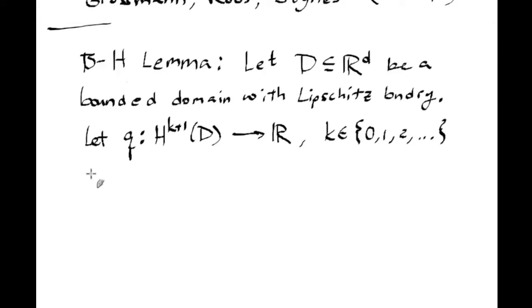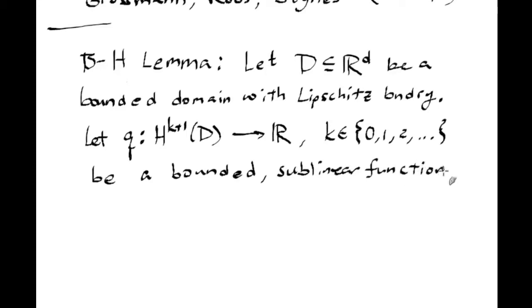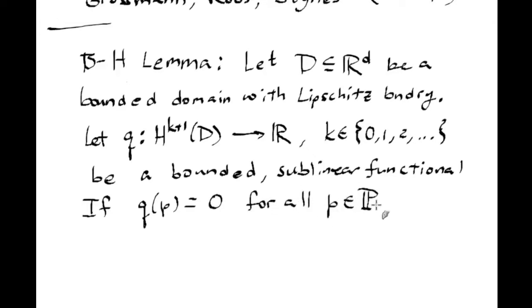And Q is going to be a bounded sublinear functional. I'll talk about some of this in a moment. So if Q of P is equal to 0 for all P in P_k, then we have this result here.